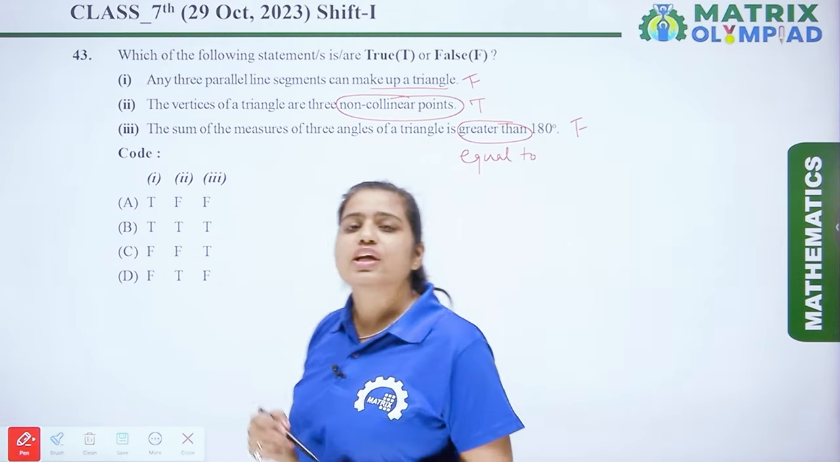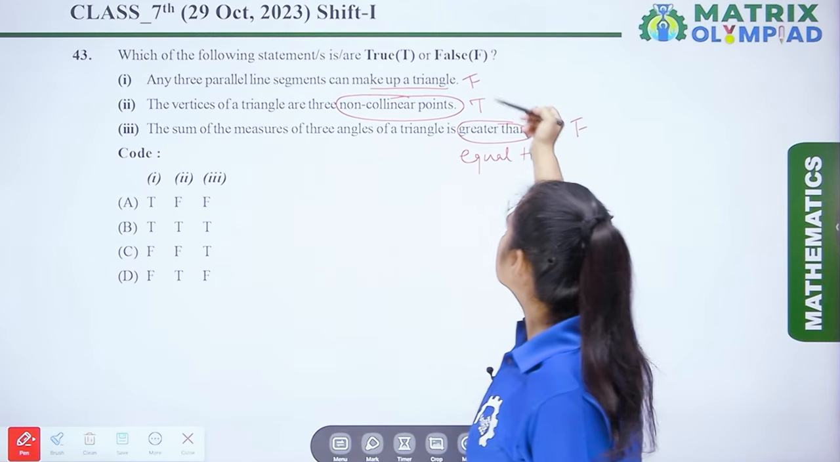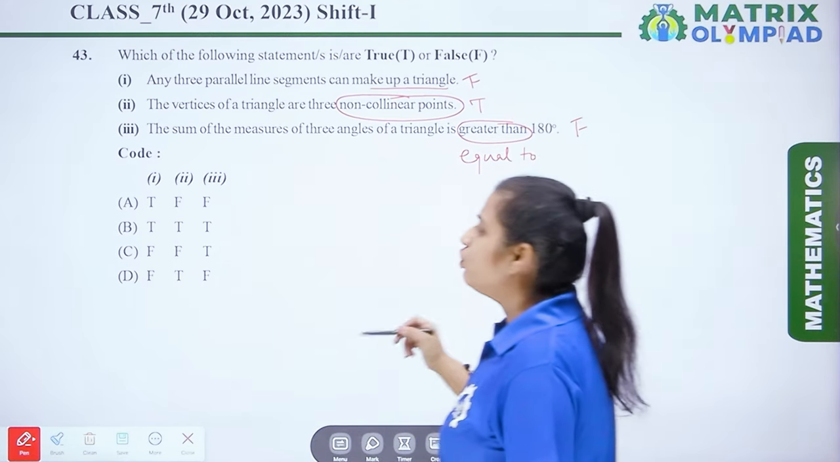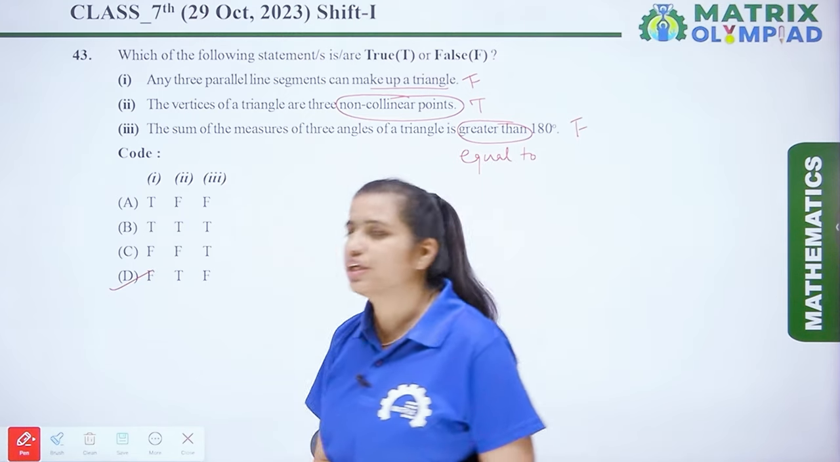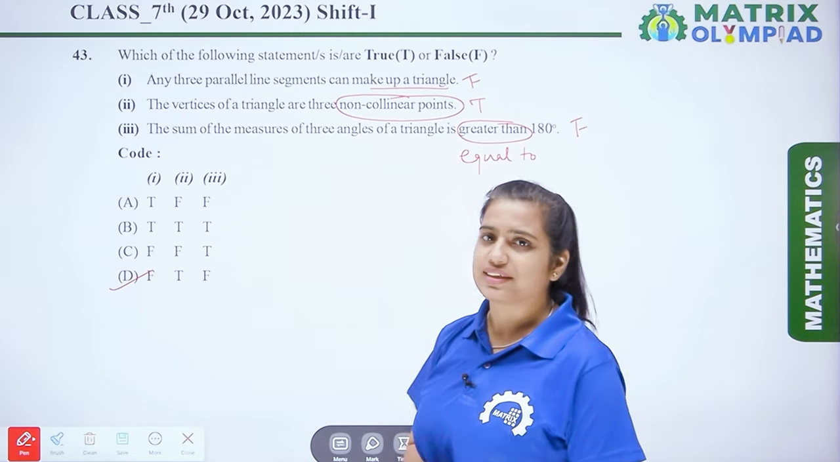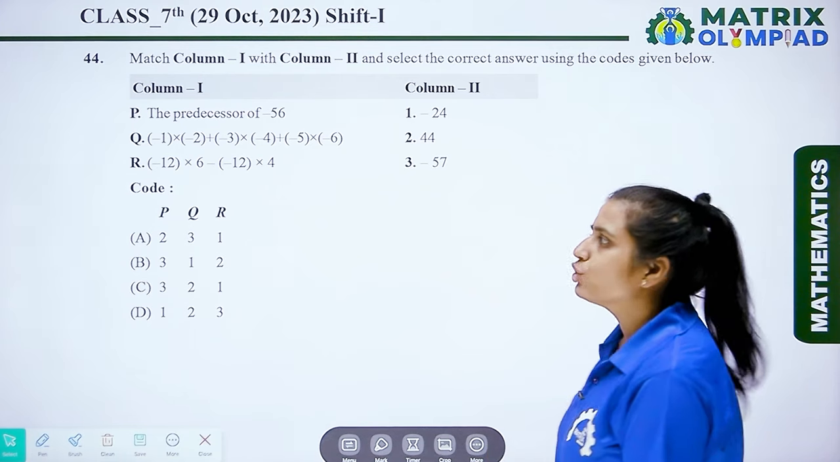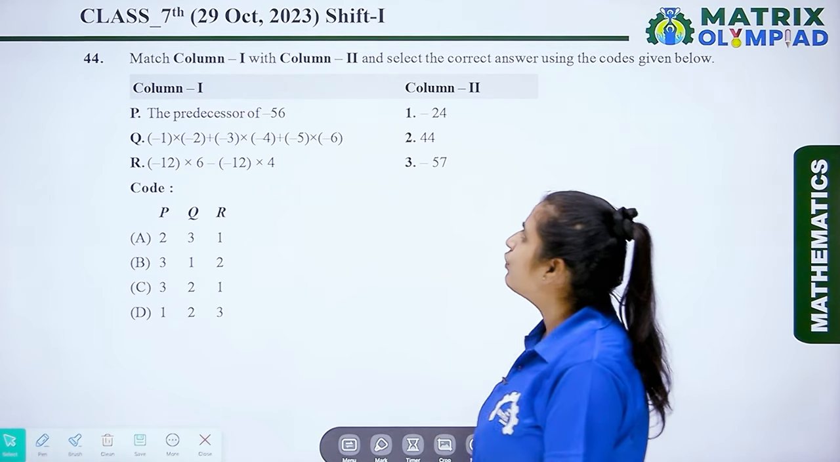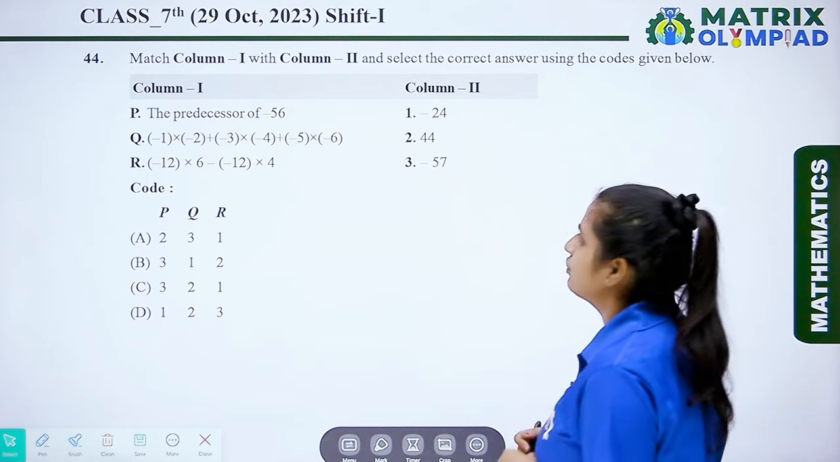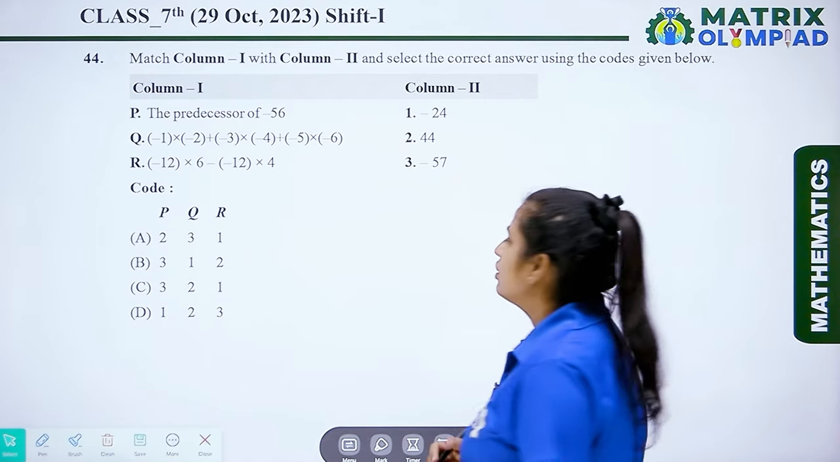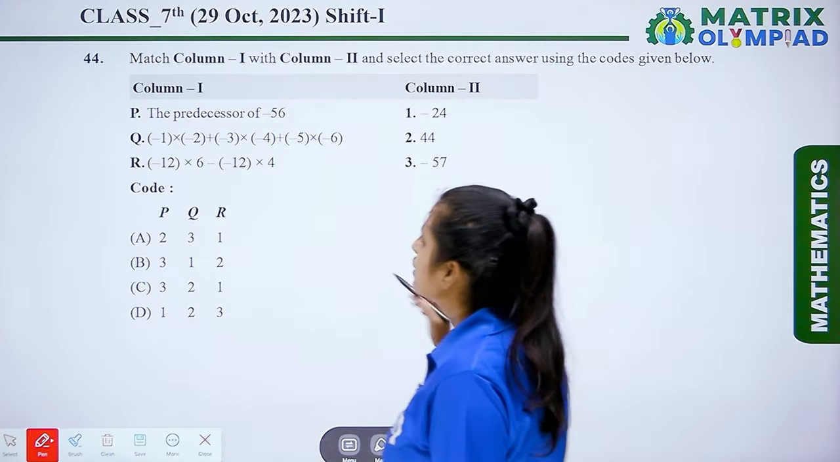So here the sequence is false, true, false. And according to the options, we can say that option D is the correct answer. Now let's start the next question. Question number 44. Match column 1 with column 2 and select the correct answer. We have to do the match here. So let's start with the first.